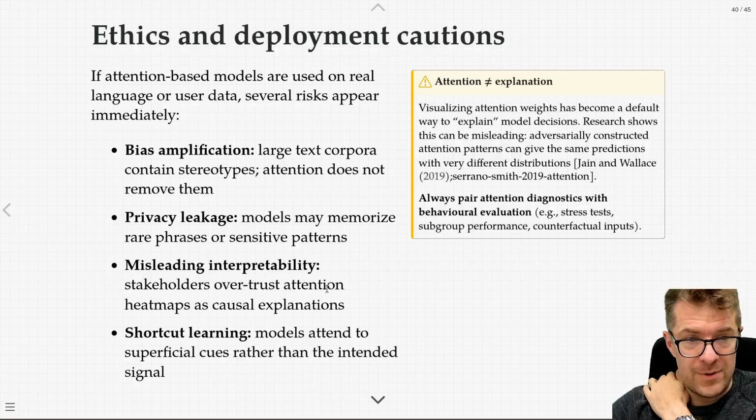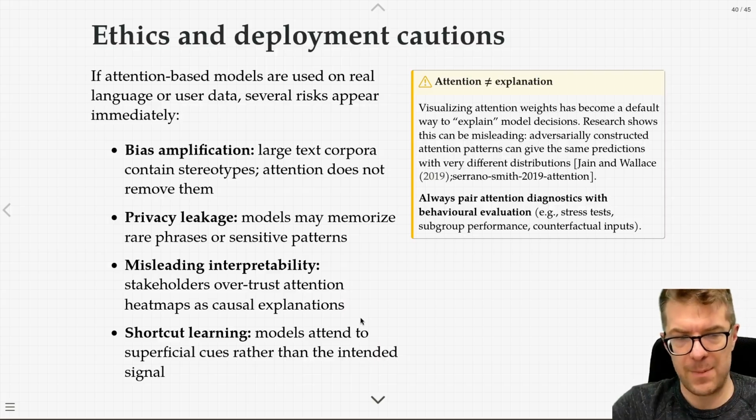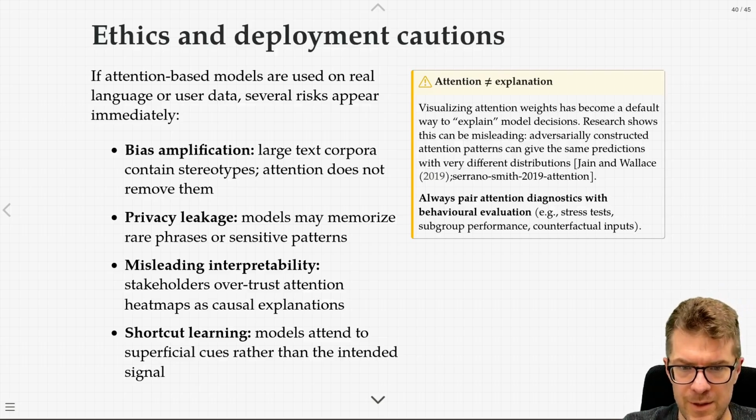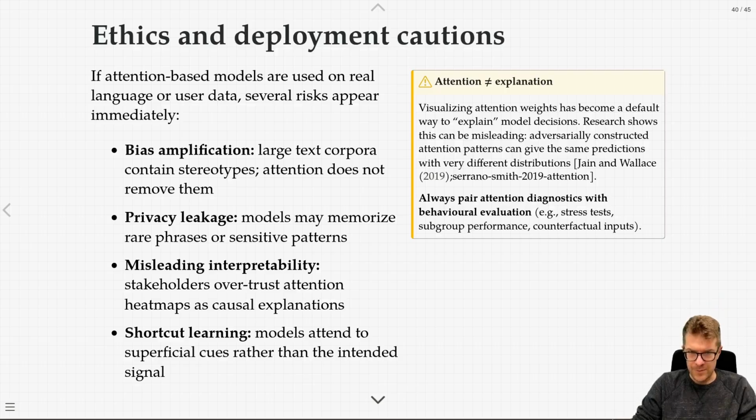Interpretability. Stakeholders overtrust attention. I'm going to talk about this again in a moment. If you have these heat maps, and you say, well, look, there's a lot of attention being paid between these two elements, like a lot of attention is being paid to my face right now, so I'm going to zoom out. There we go. Then this can be misleading. It can lead people to overtrust attention. I'll come back to this in a second. And then shortcut learning is, of course, a problem.